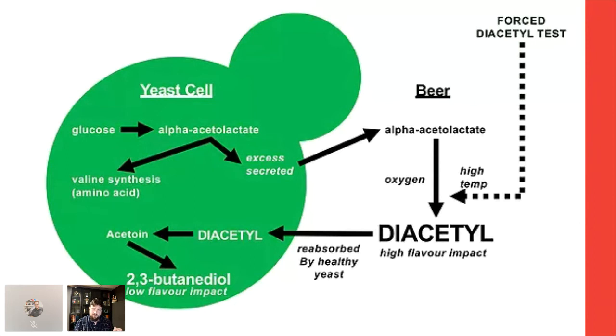Now this is the next catch. Diacetyl is only able to be absorbed by the cell. The cell can't reabsorb alpha-acetolactate. It's not able to do so. It needs the alpha-acetolactate to be broken down into diacetyl. So once we see all that broken down, then the yeast cell can bring it inside the cell, turn it into acetoin, and then finally 2,3-butanediol.